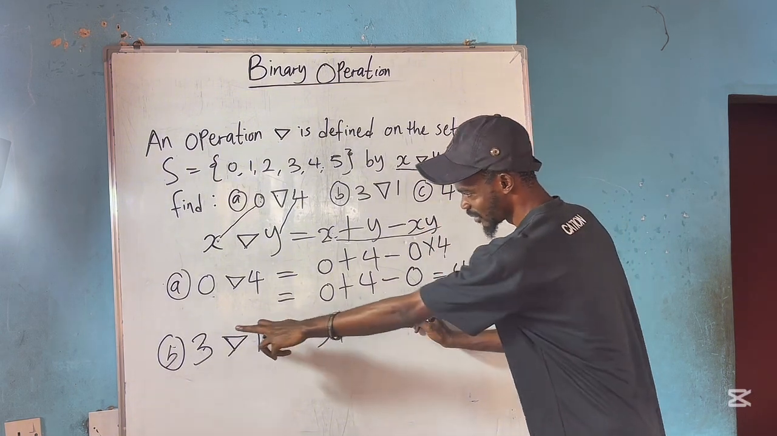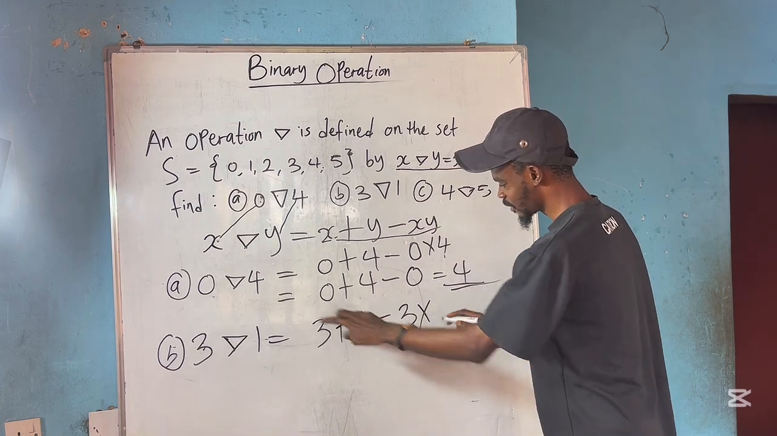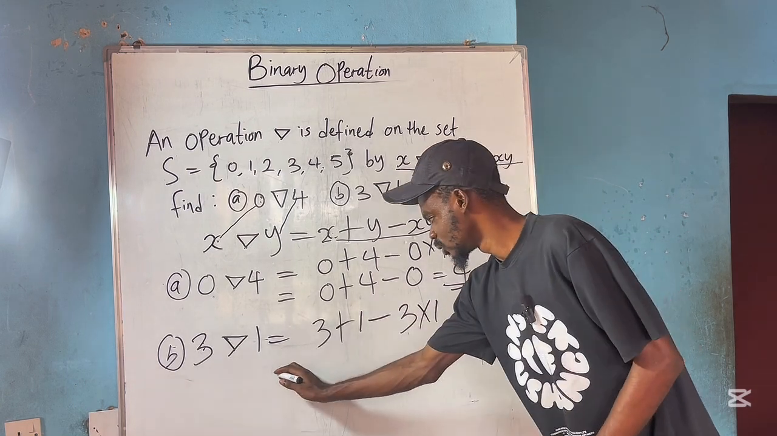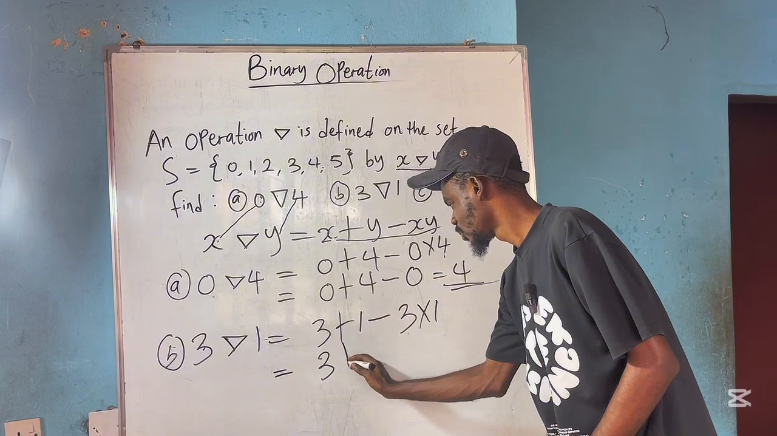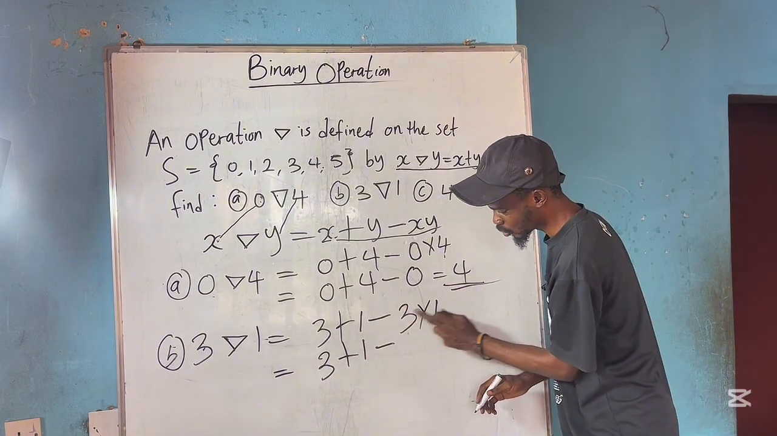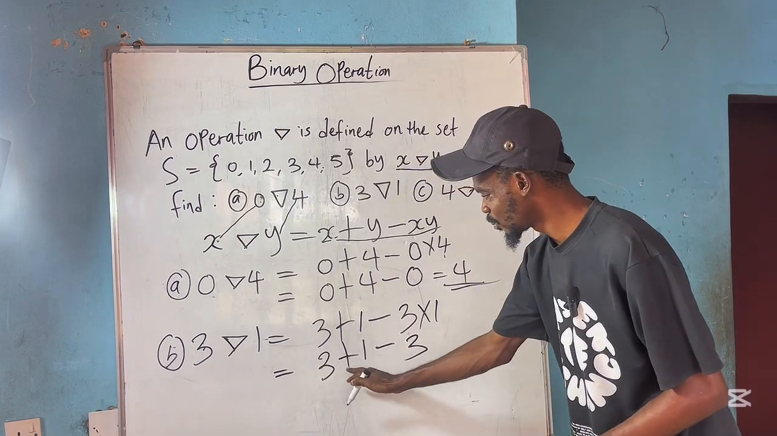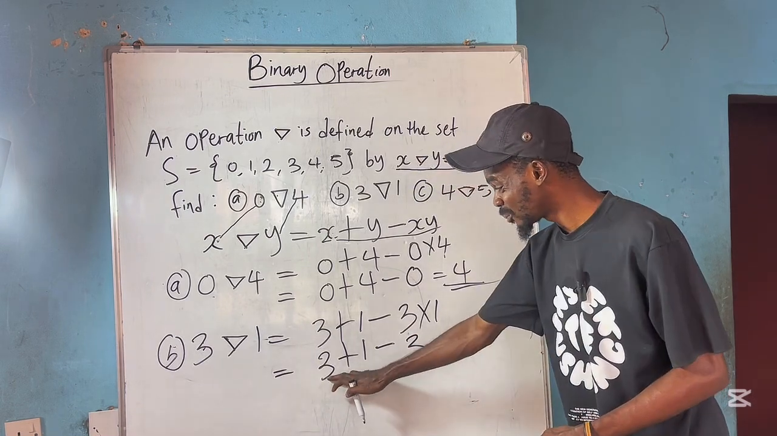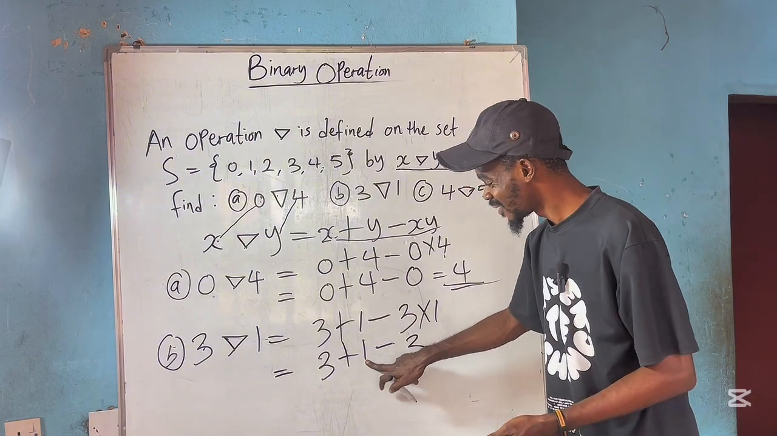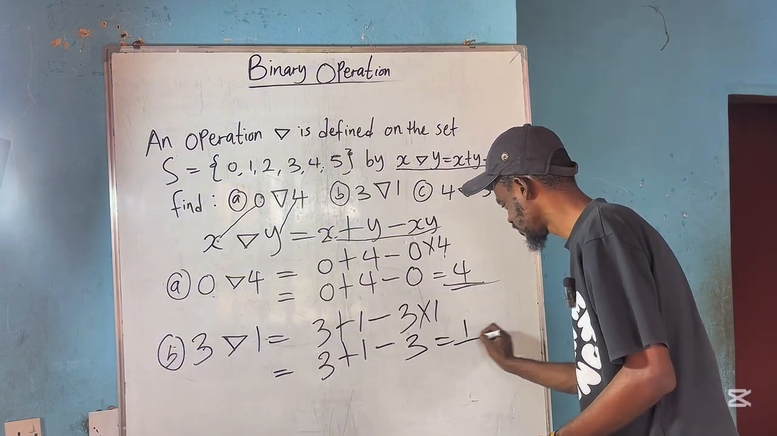So, the x now is 3 times, they're multiplying y, the y is now 1. So this is equal to 3 plus 1 minus, work this out, 3 times 1 will give you 3. So we have 3 plus 1 minus 3. 3 plus 1 will give you 4. And that 4 minus 3 will give you 1. So the answer is just 1.